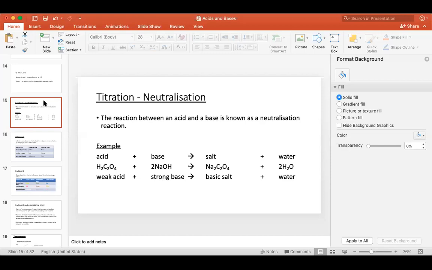You can see the screen. What can you all see? Neutralization. Okay, yeah, I see. Okay, right.